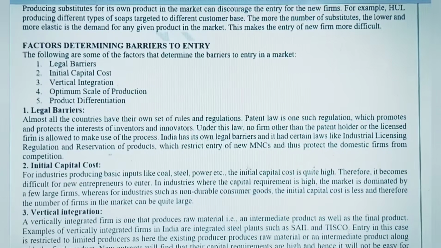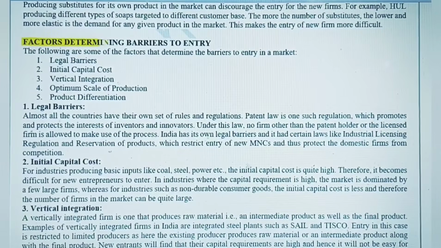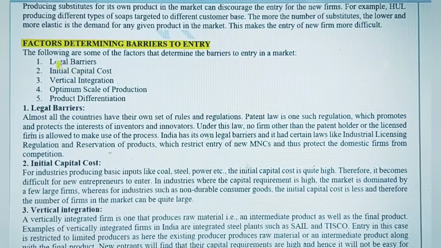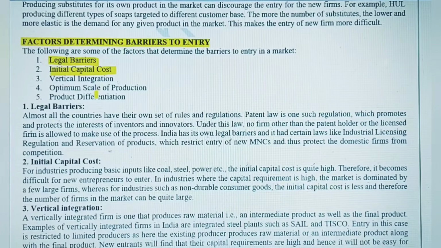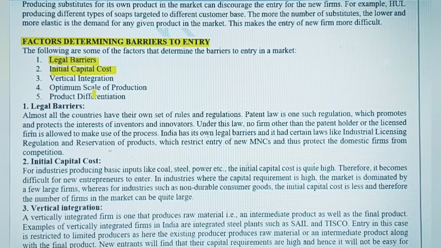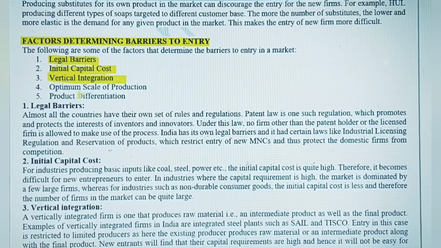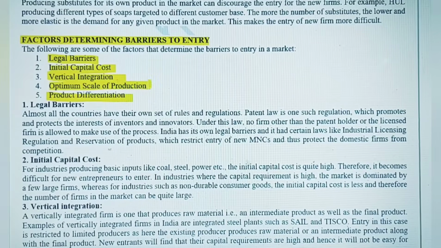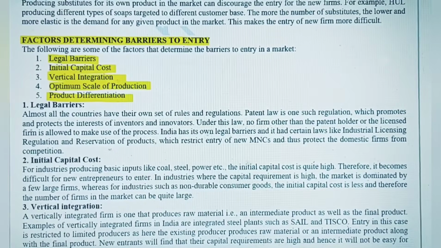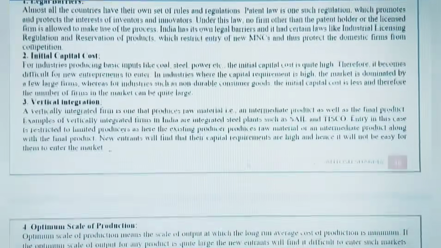Then we have factors determining the barriers to entry. So more or less these are legal barriers, capital cost. I mean initial, how much the initial capital cost is going to be borne by the firm, vertical integration, optimal scale production, and product differentiation. So these 5 factors need to be considered by the firm.